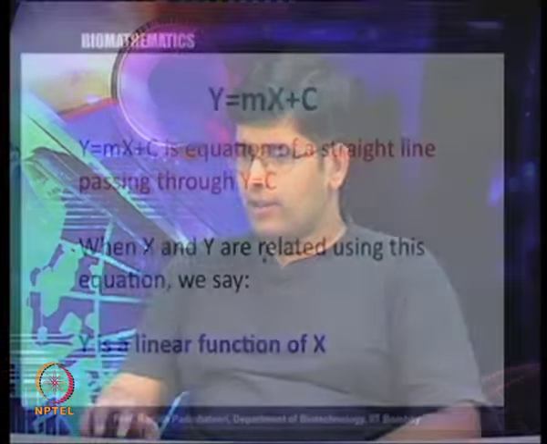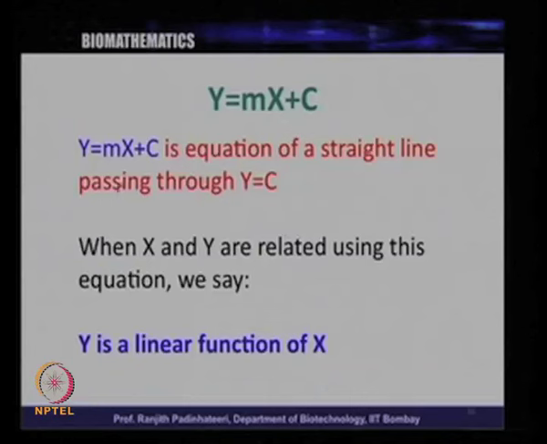Let us see the slide here which says y is equal to m x plus c is the equation of a straight line passing through y equal to c. You saw m values as 1 and 2 and c values as 0 and 4 in the previous slides, and that this is a general equation of a straight line. When x and y are related using an equation of the kind y is equal to m x plus c, we say that y is a linear function of x.